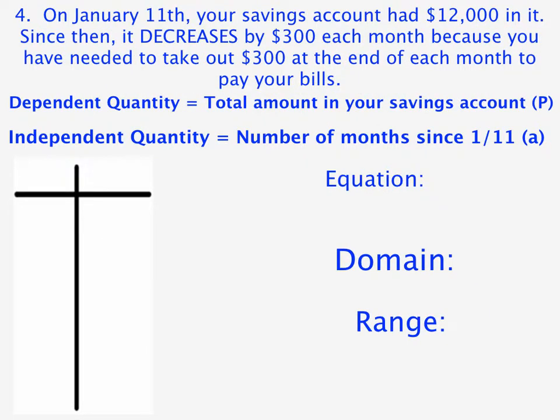Alright, last example, and something slightly different in this one. On January 11th, your savings account had $12,000 on it. Since then, it decreases by $300 each month because you have needed to take out $300 at the end of every month to pay your bills. Big difference here, that quantity is decreasing. Already, I'll tell you that our dependent quantity is going to be the total amount in the savings account. Once again, please pause the video and play it again once you've taken care of everything.